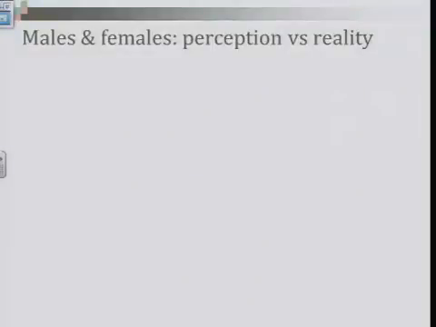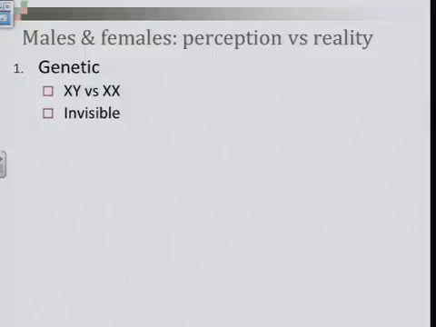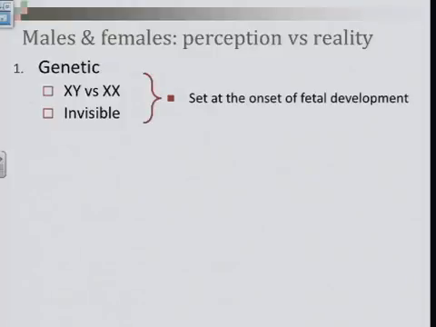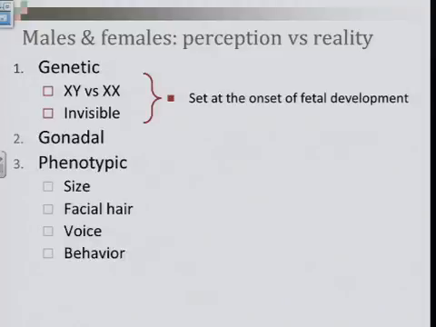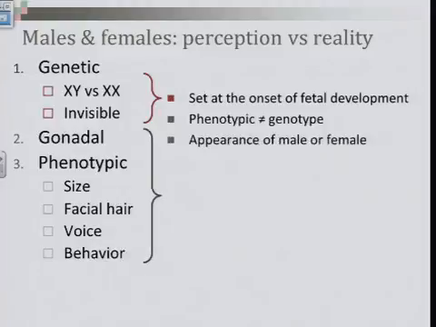So we have men and women, and there's a perception versus reality issue here. So we all know about the genetic part. We've got XY and XX. And these traits are invisible. You can't look at a person and tell what chromosomes they have. Okay. And these are set at the onset of fetal development. But there are also gonadal characteristics and phenotypic characteristics, things like size, facial hair, voice. The phenotype and the genotype don't have to be the same thing.